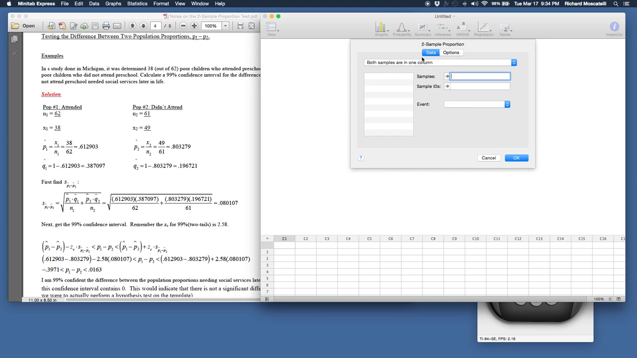And it says data. What do you got for me? Both samples are in a column. Do we have data? No, we don't have the data. We actually have the summarized statistics. So you pull this menu down, and here we go. Summarized data. That's what we have. All right, sample number 1. I called number 1 those that attended preschool. So 62 were polled, and 38 of them said, yeah, I need social services later in life. So that would be 38 out of 62. And sample 2 was 49 out of 61.